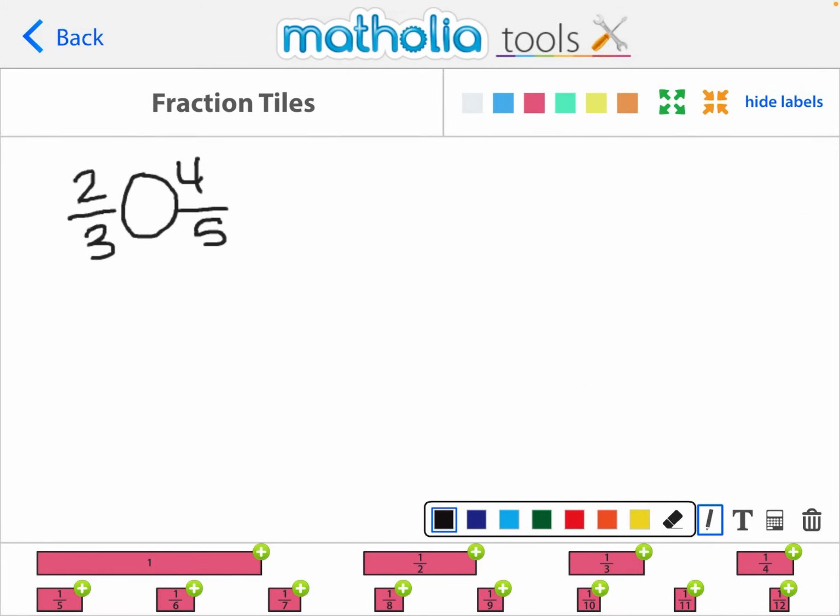Hey there, we're looking at the fourth grade textbook, chapter 6, comparing fractions and ordering fractions. Basically 6.2, and let's see what we have. We have 2/3 and we are comparing it to 4/5.